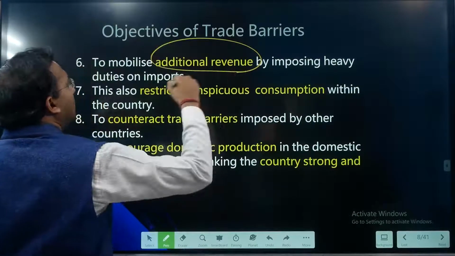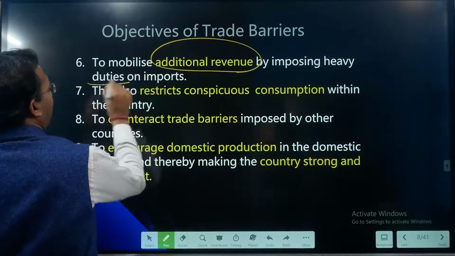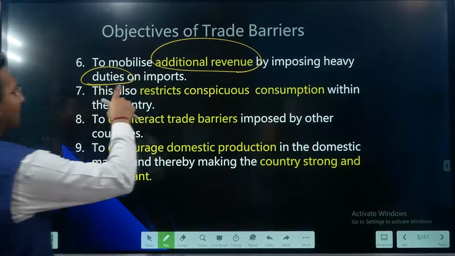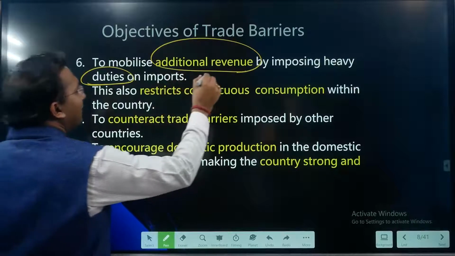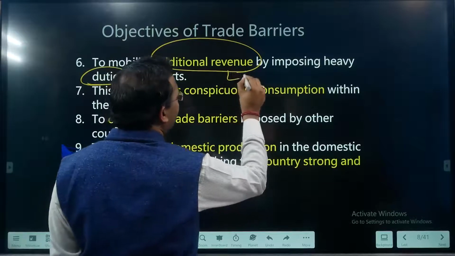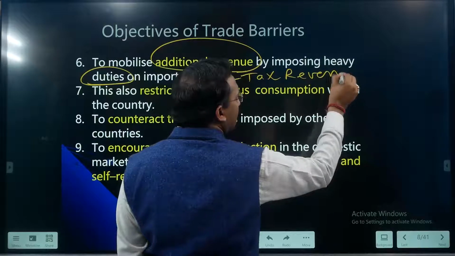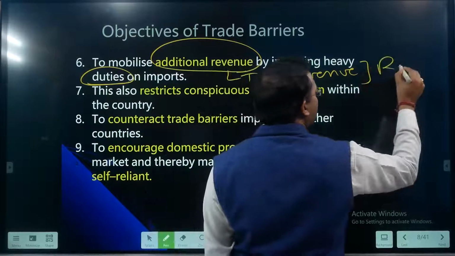So even by putting some kind of duties or taxes, duties here means taxes, by putting some kind of duties and taxes on the imports and exports, the revenue is generated for the government. So this is basically the tax revenue, which is part of the revenue receipt.